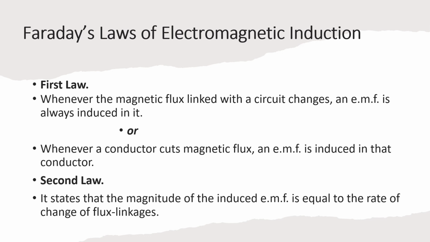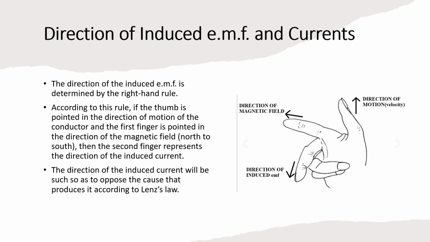Second law: it states that the magnitude of the induced E.M.F is equal to the rate of change of flux linkages. The direction of the induced E.M.F is determined by the right-hand rule. According to this rule, if the thumb is pointed in the direction of motion of the conductor and the first finger is pointed in the direction of the magnetic field, north to south, then the second finger represents the direction of the induced current. The direction of the induced current will be such so as to oppose the cause that produces it, according to Lenz's law.